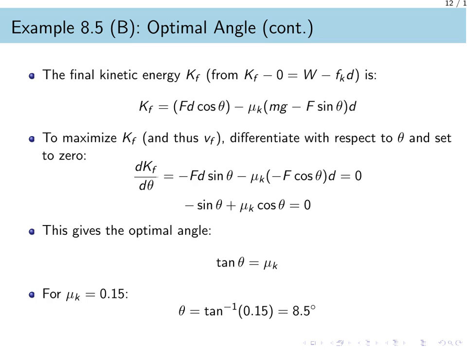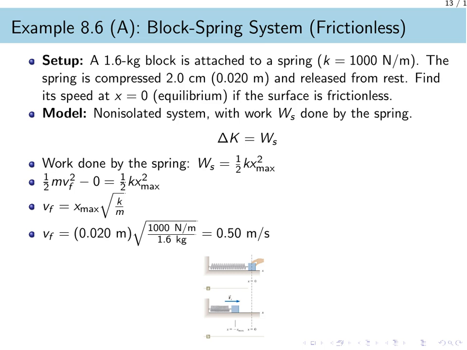Rearranging this simple expression gives us the condition for the optimal angle. Tangent theta equals mu sub k. For our specific problem, with mu sub k equal to 0.15, theta is the inverse tangent of 0.15, which is 8.5 degrees. In example 8.6, we analyze a block spring system.